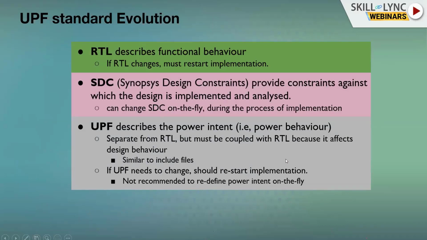Then let us understand how we evolve and how we specify the UPF. One thing to understand is RTL. What is RTL? It describes your functional behavior. If any RTL changes are made, you should restart your implementation. That is a key thing. Whenever you do an RTL change, the backend team, or the implementation team, should modify their implementation. They cannot proceed straightforwardly.